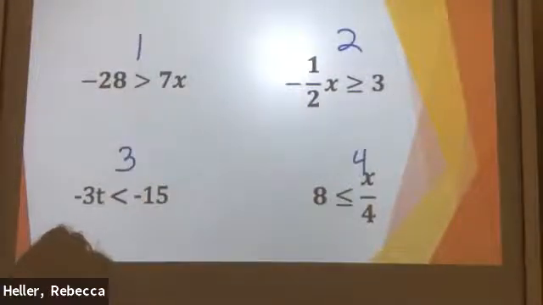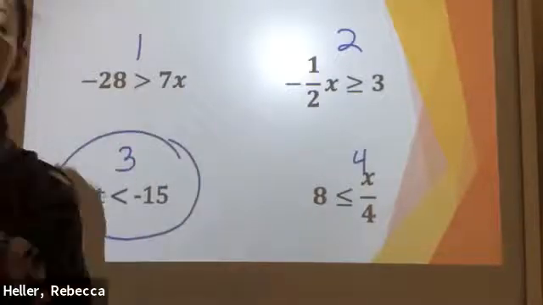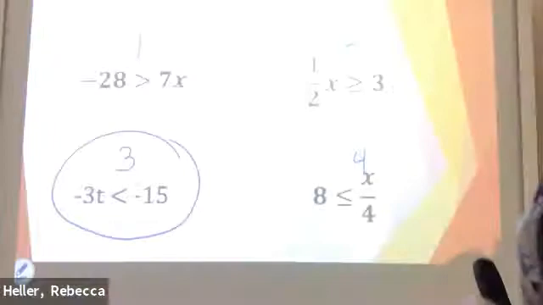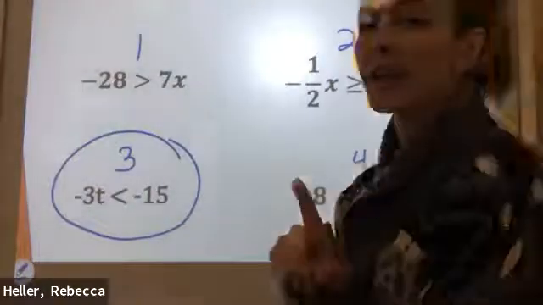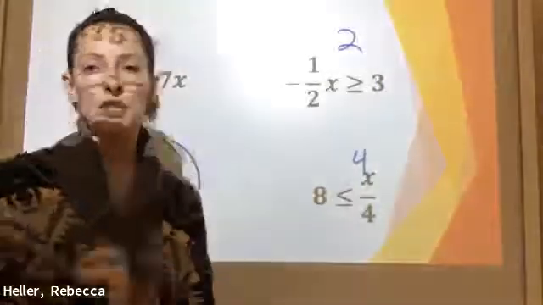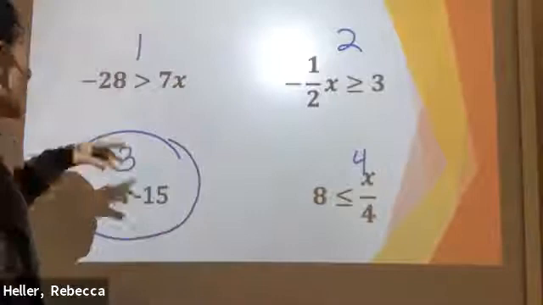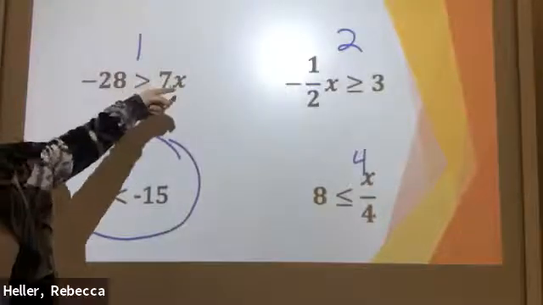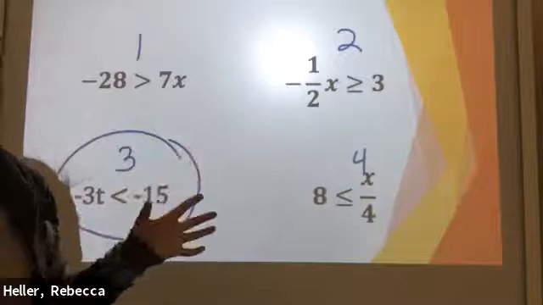A lot of you got one of them, which was number 3. That one is correct. Most of you got number 3. There's one more. Now, just to clarify, I'm not talking about which one you would want to rewrite to put the variable on the left. Like this one, if you wanted to rewrite it at the end to put the variable on the left, that's not what I'm talking about.